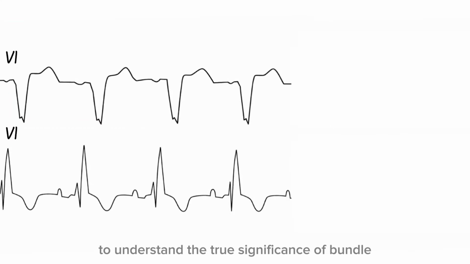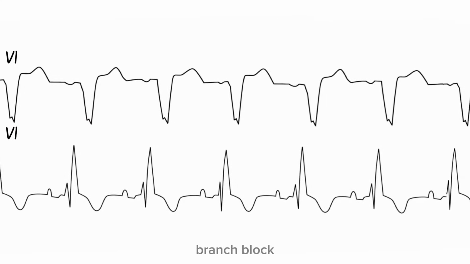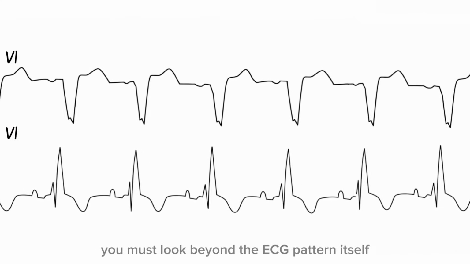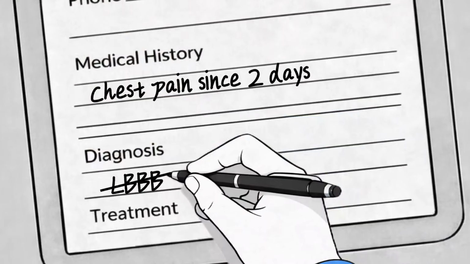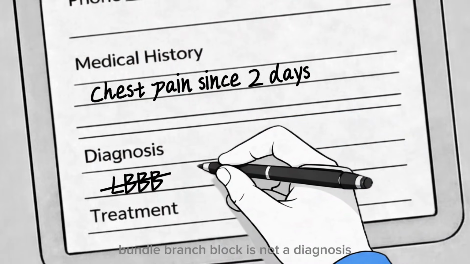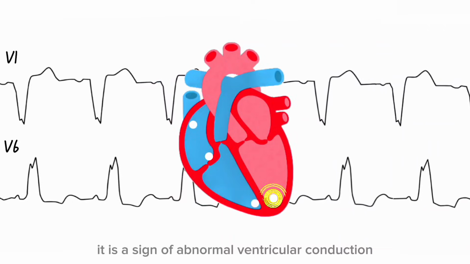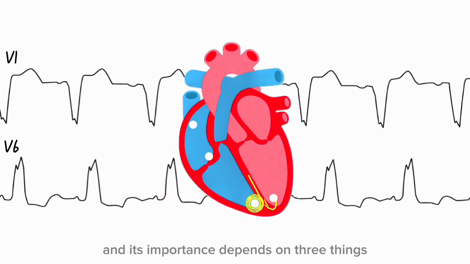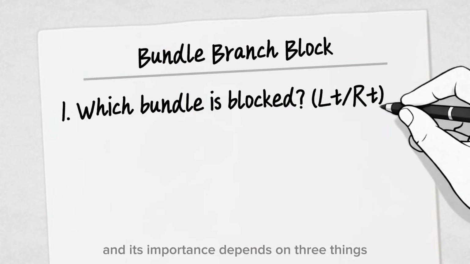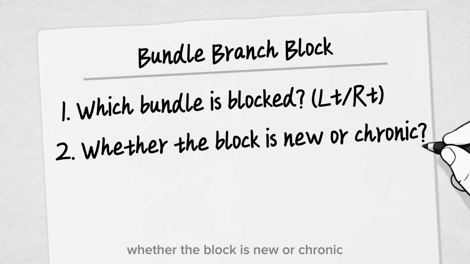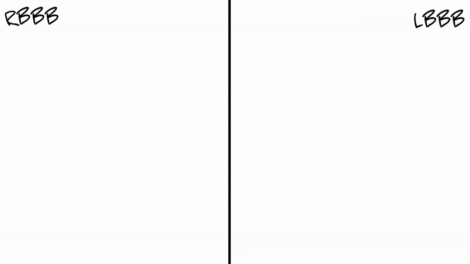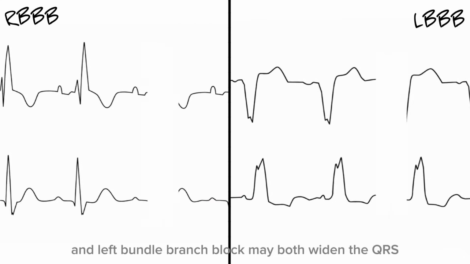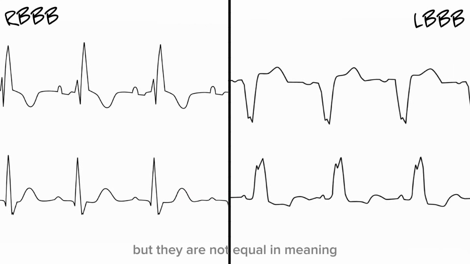To understand the true significance of bundle branch block, you must look beyond the ECG pattern itself and focus on what it represents clinically. Bundle branch block is not a diagnosis. It is a sign of abnormal ventricular conduction, and its importance depends on three things: which bundle is blocked, whether the block is new or chronic, and what else is happening in the heart. Right and left bundle branch block may both widen the QRS, but they are not equal in meaning.